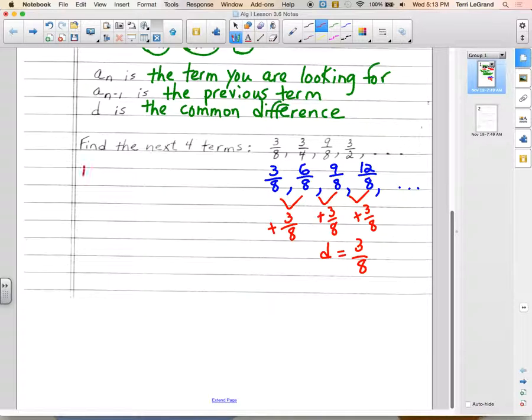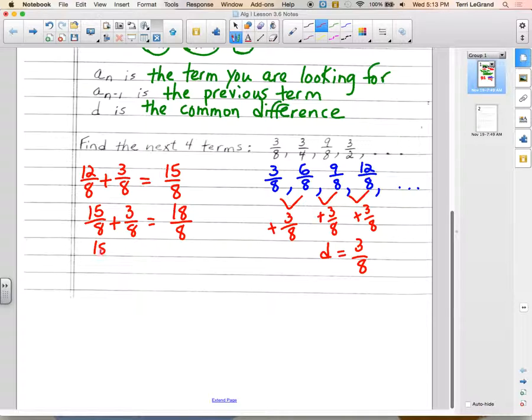We're going to show that we have 12/8, to which we're going to add 3/8. And what do we get? We get 15/8. 15/8, add 3/8. Previous term, add the common difference, gets you to the next term of your sequence.